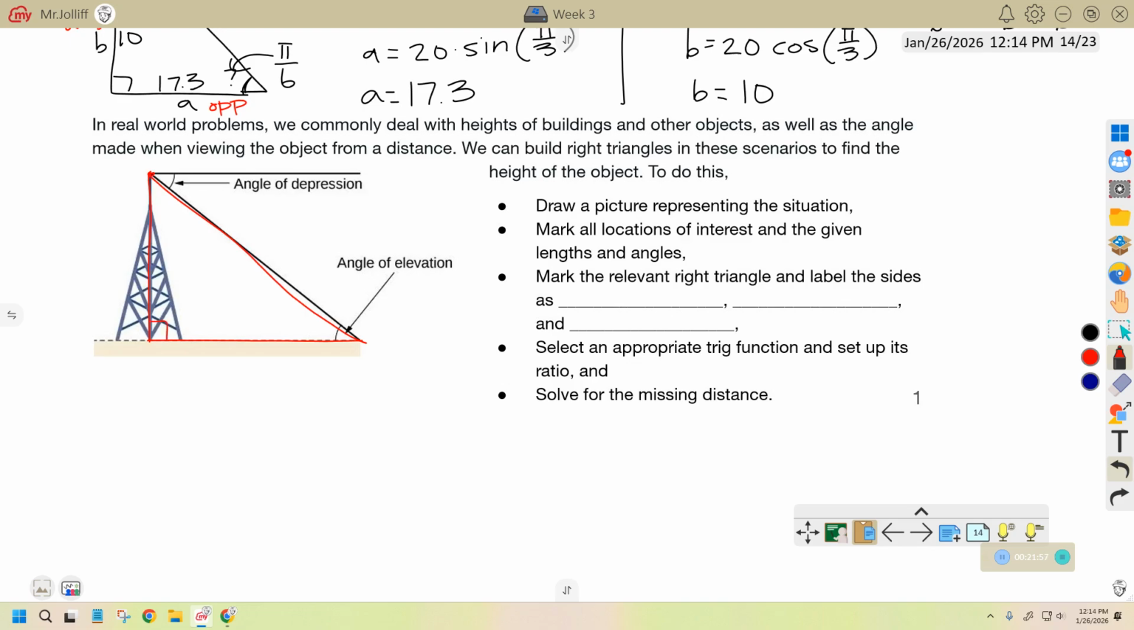I should label it just like I do in a regular missing side problem. Label the known angle, label the known sides, label the opposite, adjacent, and hypotenuse relative to the given angle.